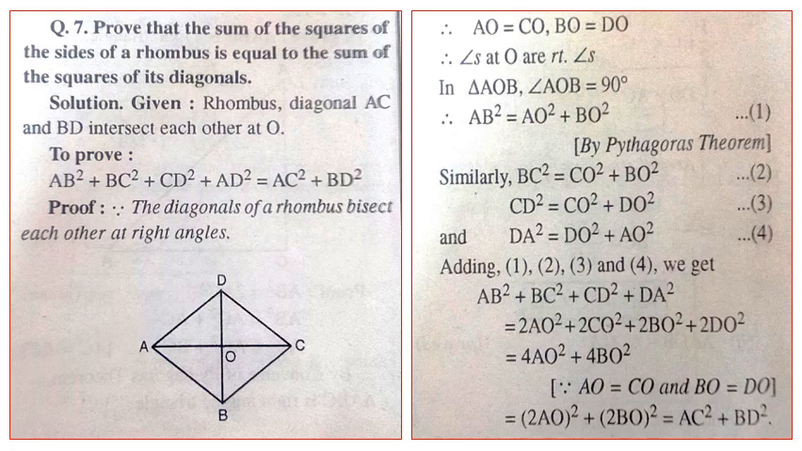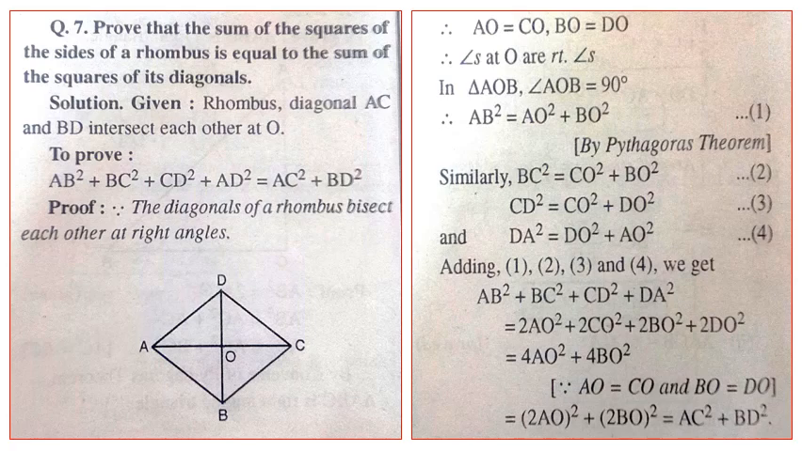So in the given figure, ABCD is a rhombus. The diagonals AC and BD are intersecting at O. We know that the diagonals of a rhombus bisect each other at 90°. So the angles at O, that is AOB, BOC, COD and angle AOD are equal to 90°. AO equal to CO and BO equal to DO.